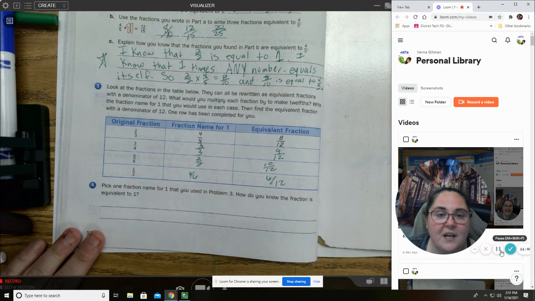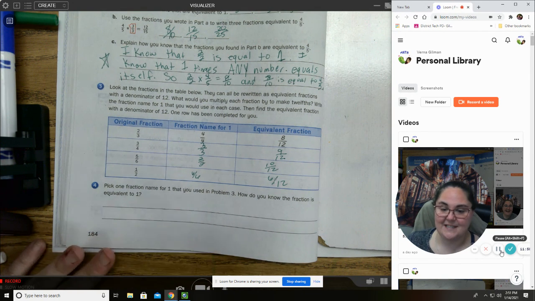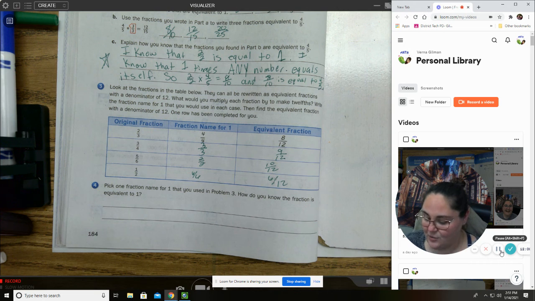This specific part in this lesson is worth 5 points towards your grade. I need math terms. I need good reasoning and good answers. Be sure to use complete sentences. All right. Choose one name for problem 1 that you used in problem 3, and how do you know the fraction is equivalent to 1?